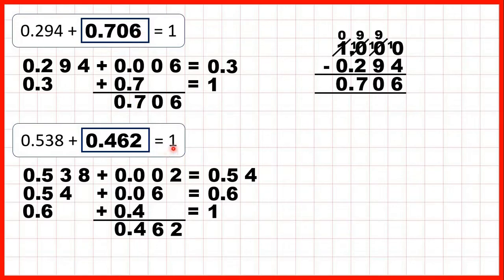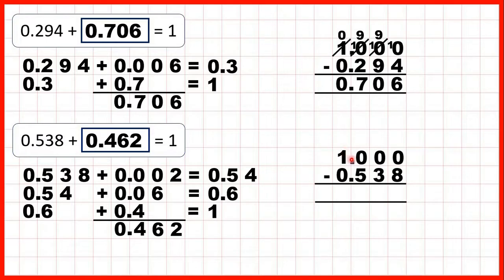Now, for this question, we could have solved it by working out 1 minus 0.538. Now 1 is the same as 1.000. We can copy down the decimal point.